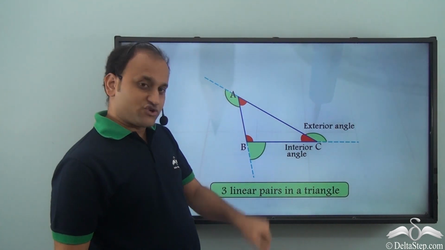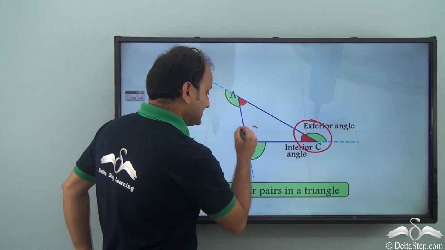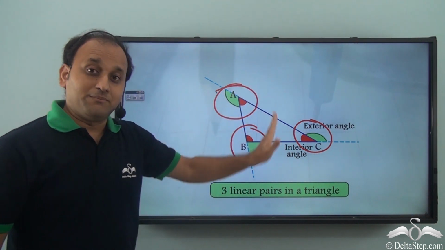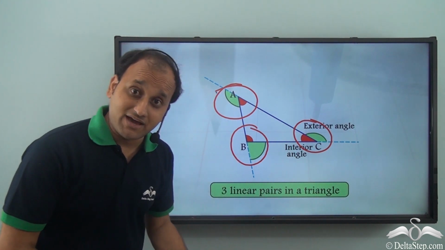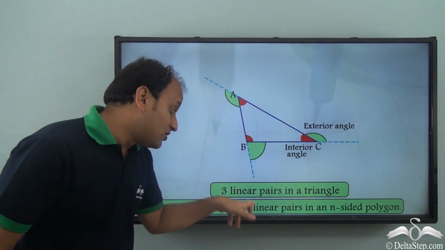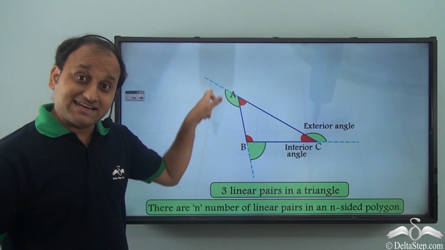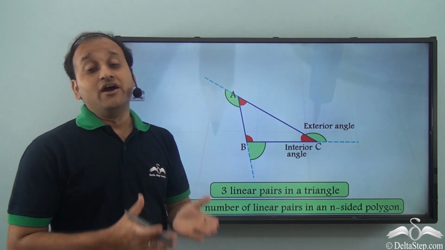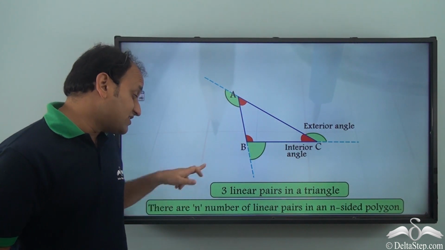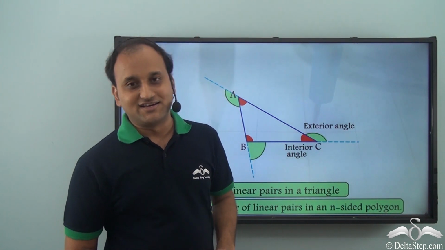Now in the case of a triangle, we have three linear pairs. So this is one linear pair, this is another, and this is another, and each one of them will be 180 degrees. That is, each pair will measure 180 degrees. Now there are n linear pairs in an n-sided polygon. So in the case of a three-sided polygon, we have three linear pairs. Similarly, for a four-sided polygon, we will have four linear pairs, and so on. So whatever is the number of sides, those many linear pairs we will have in a polygon.